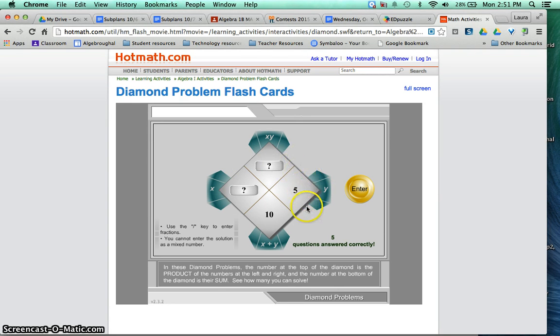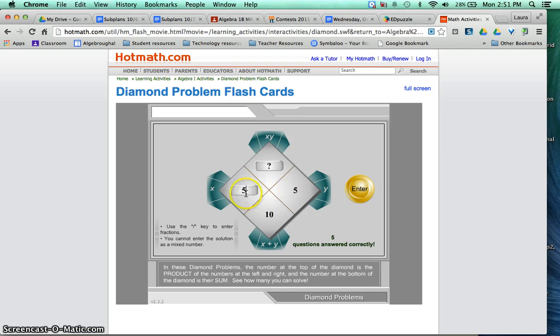Okay, this next type is where you aren't given x, but you are given y, and you're given what the sum of x plus y is. Now we have to use a little bit of backward reasoning. If we know that y is 5 and x plus y is 10, then you're asking yourself, what number plus 5 equals 10? Well, of course, the answer is 5.